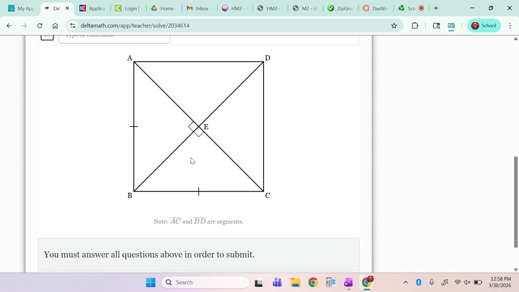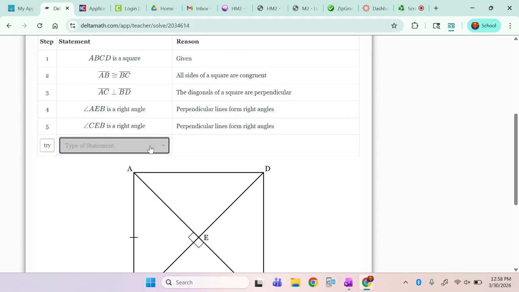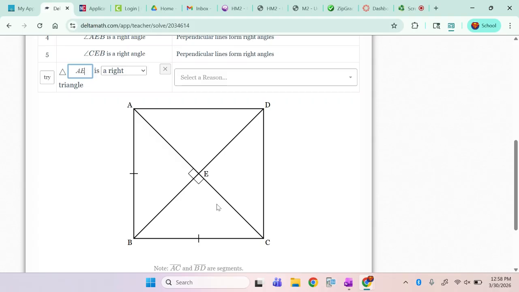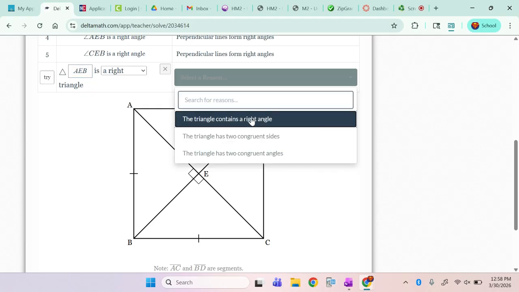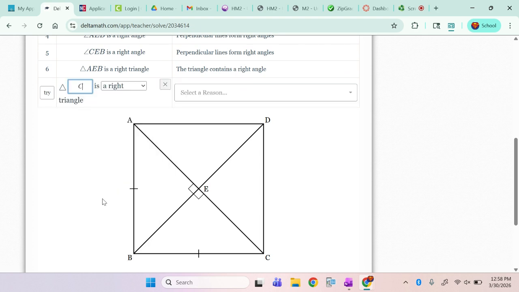Hypotenuse leg. All right. And don't we already have the hypotenuse congruent? Yes. So I'm going to go ahead and classify both these triangles. I'm going to say that AEB is a right triangle because it contains a right angle. I'm going to say the same thing for CEB.